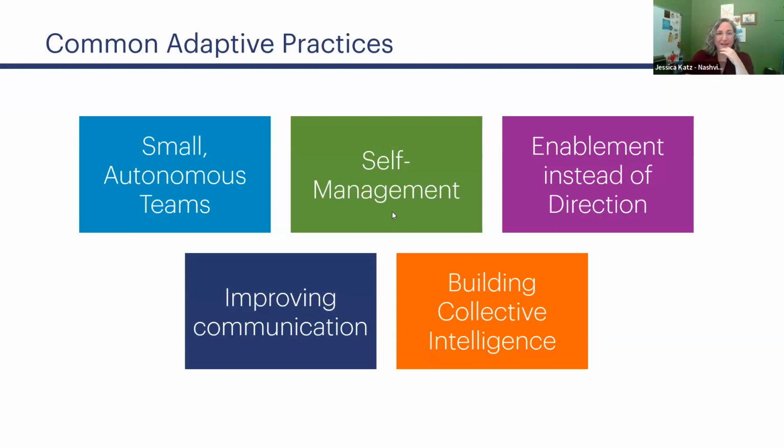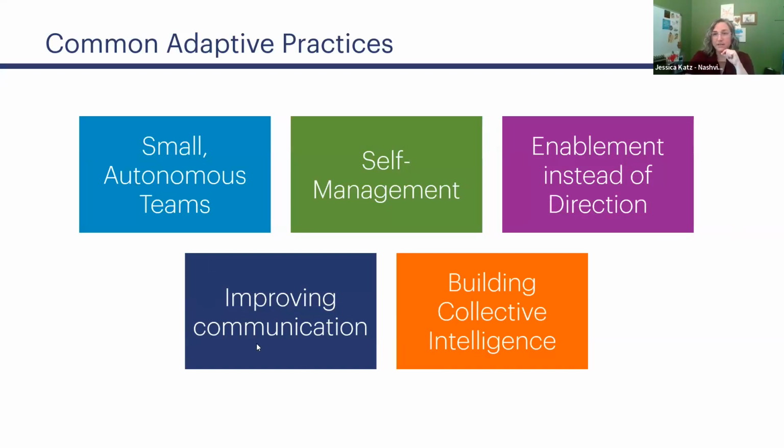Self-management. So I don't need somebody to tell me what to do. I can figure it out for myself. This does require a high amount of transparency. Enablement instead of direction. So I'm not telling people what to do. I'm telling people where we're going, and then I'm helping remove roadblocks as a leader.